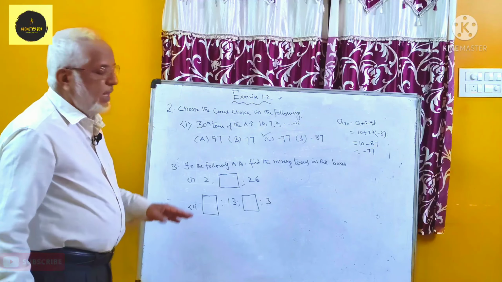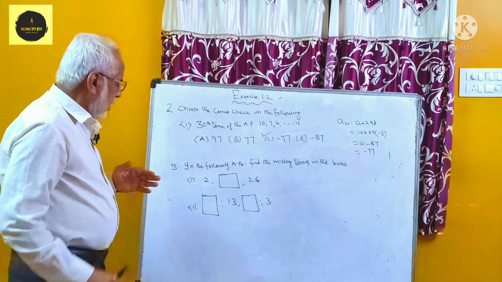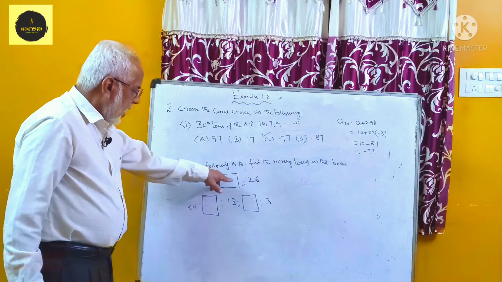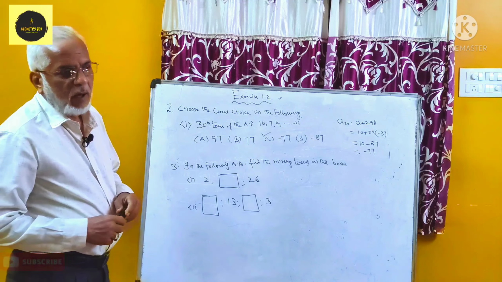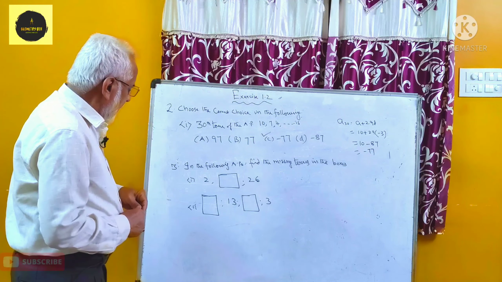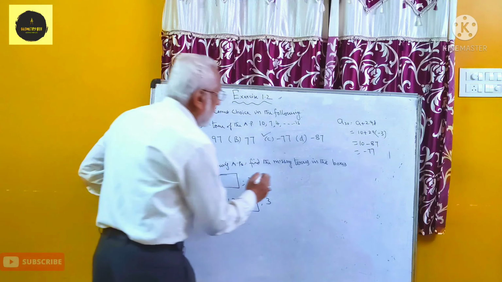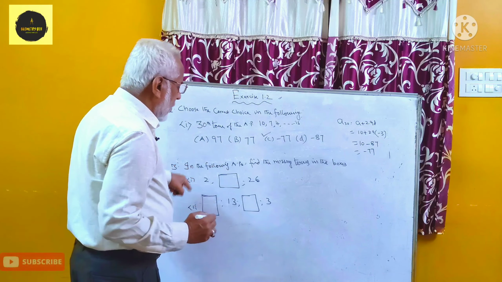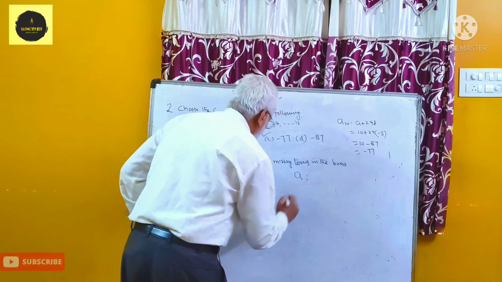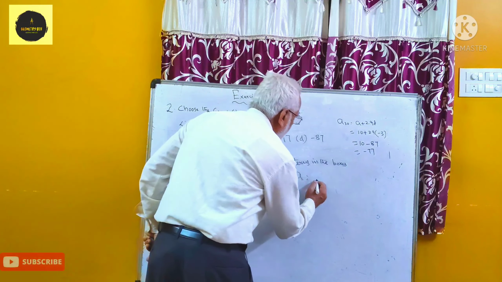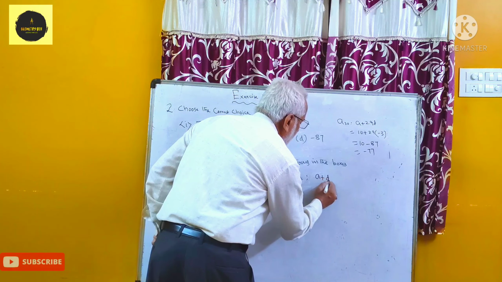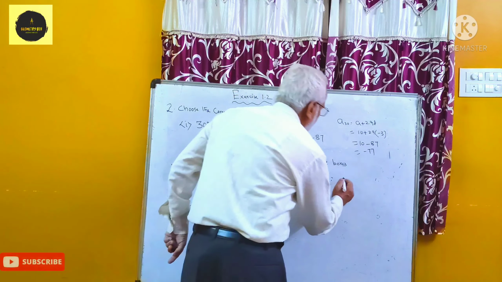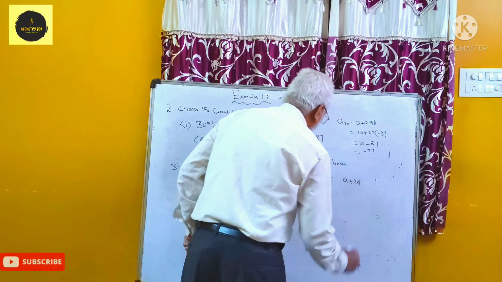In the following APs, find the missing term in the boxes. Now, first of all, read the question. First one is 2, dash, box, dash, 26. We know the generalized form of an AP. So here we have to write the first term, 2. First of all, write down, there are 3 terms. Which are the terms? 2, box, 26. So for 2 I can write a. And then for the box, the second term, I can write a plus d, because it is the second term. And then 26 is the third term, a plus 2d.